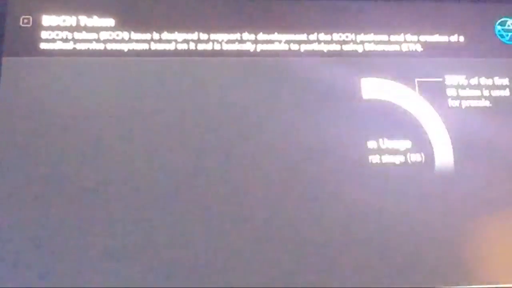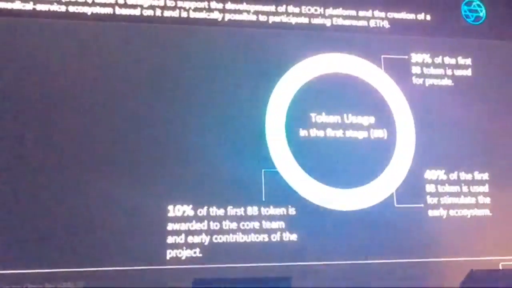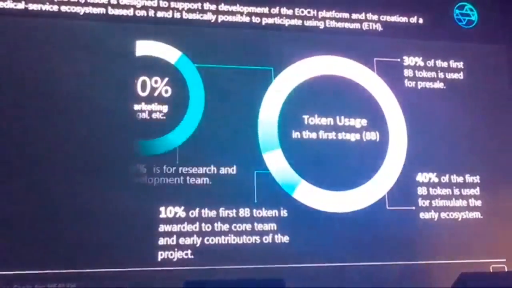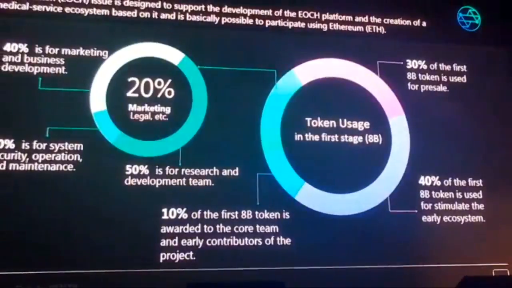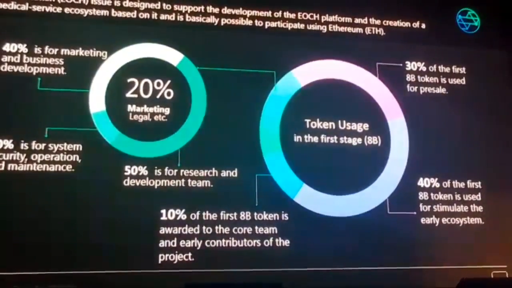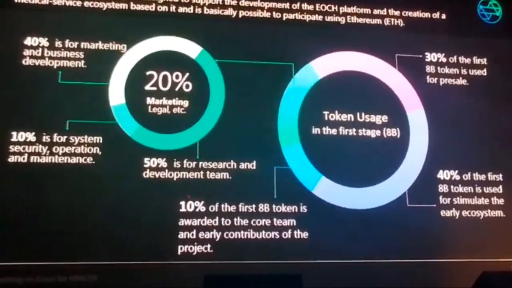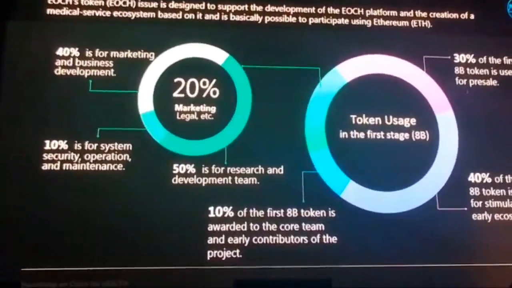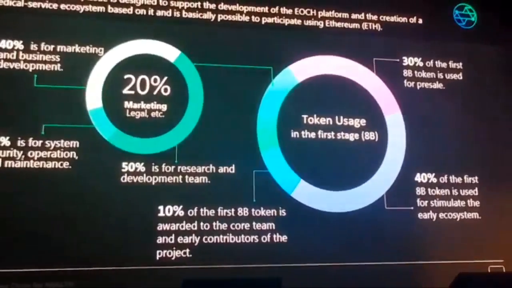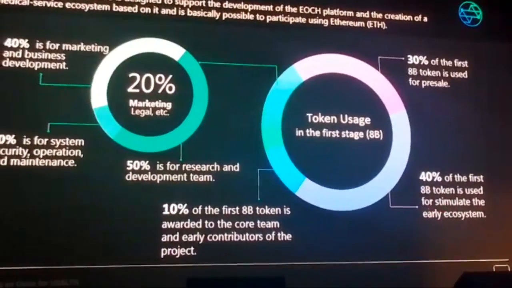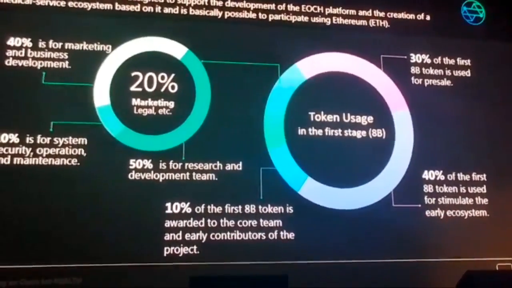So in the Eoch token, in the first stage, 20% has been used in the marketing, right? So out of the 20%, 50% is for the research and development, and then 30% is actually used for the pre-sale, and 40% is actually used to stimulate the early ecosystem.